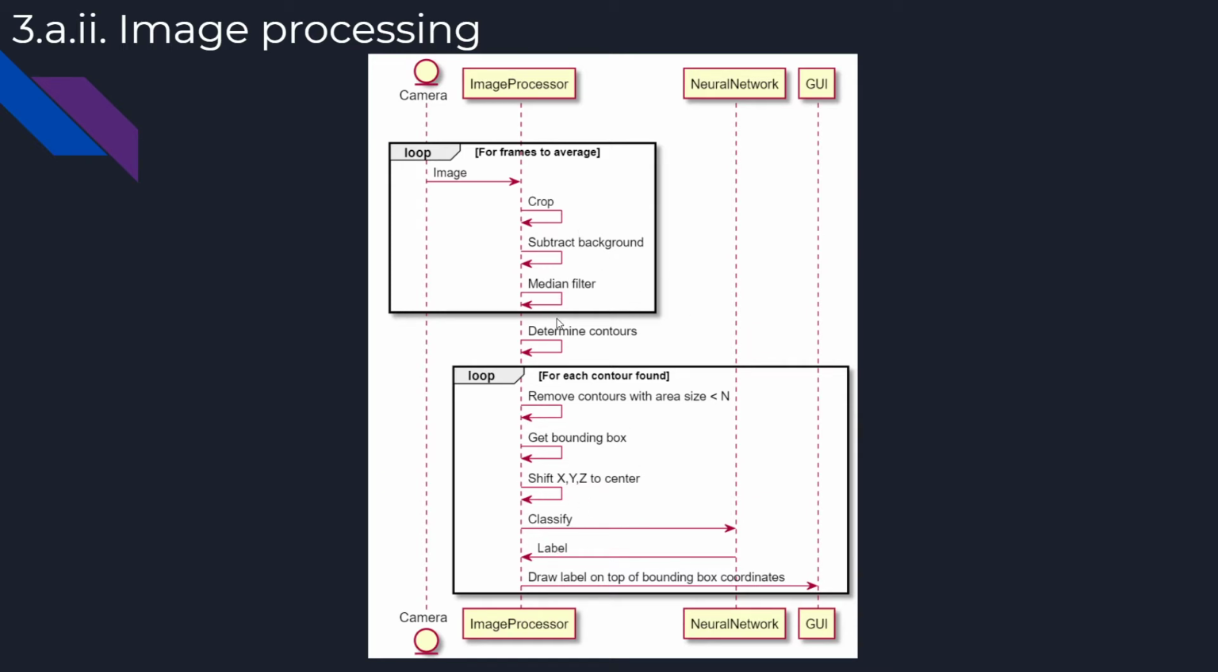Then a median filter to reduce noise. The contours are determined to know where objects are. Then the contours are evaluated with respect to their area size, and if they're too small, filter them out as noise and continue with the next contour, determining the bounding box, so we know the size of the object on the screen. Next we need to normalize the data or center the data, and that is shifting it in X, Y and Z axis, so in 3 dimensions the data is being centered. Then it's sent to the neural network, we get a label, and that's drawn on the screen.